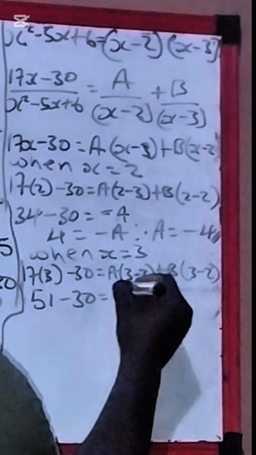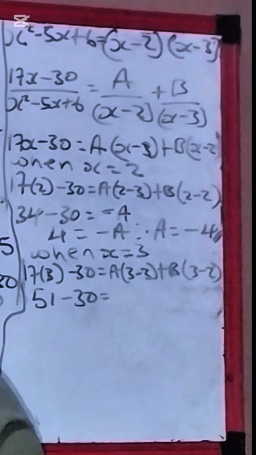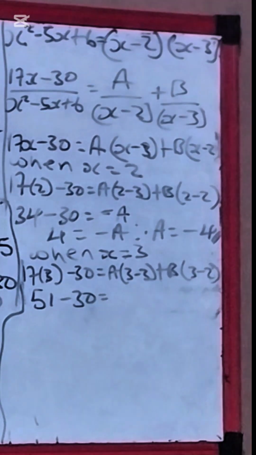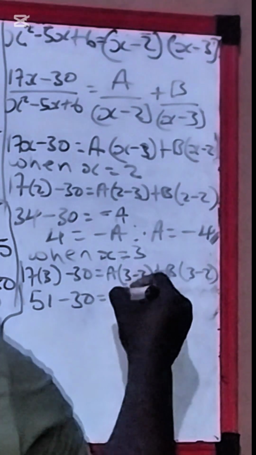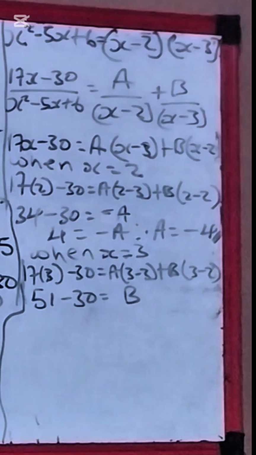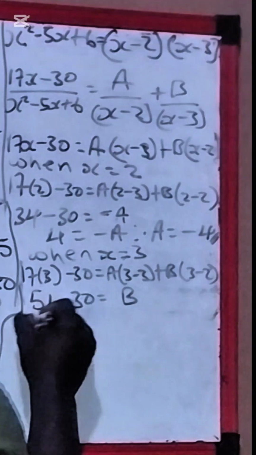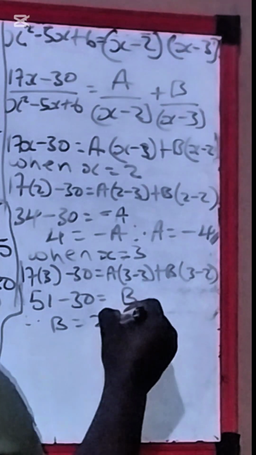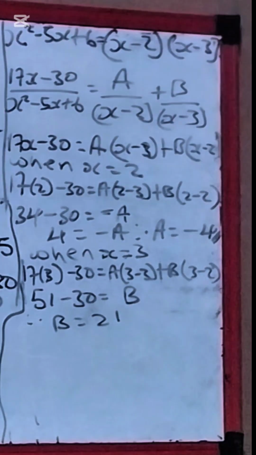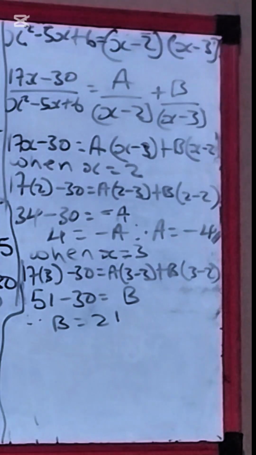So we have 51 minus 30 equals 3 minus 3, which is 0, and 0 times a will still give us 0. Here we have b: 3 minus 2 will give us 1, and 1 times b will still be b. So 51 minus 30 will give us 21. Therefore b is 21.